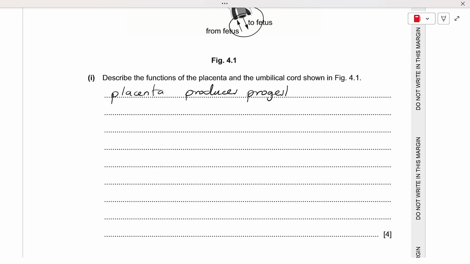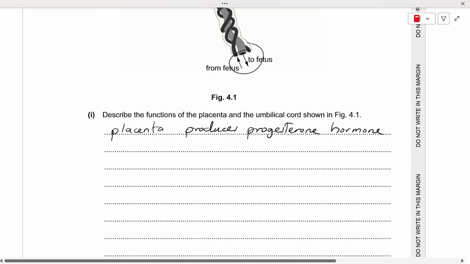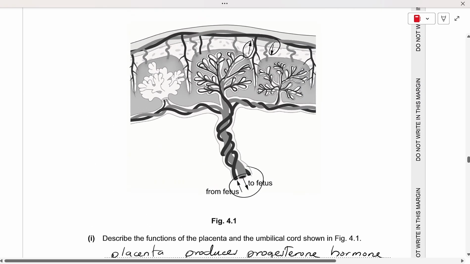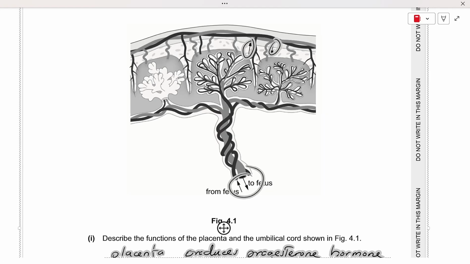Why is the hormone being produced? It's being produced so as to maintain pregnancy. All right. Apart from that, they have some other shared functions. All right, because you know, the placenta is this organ of exchange here, all right?